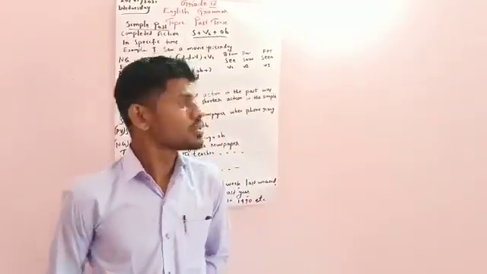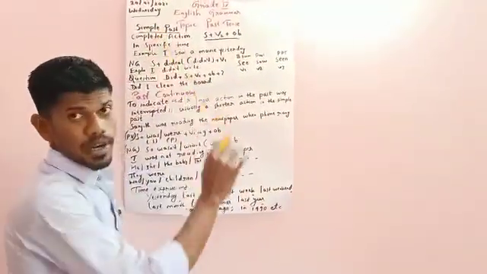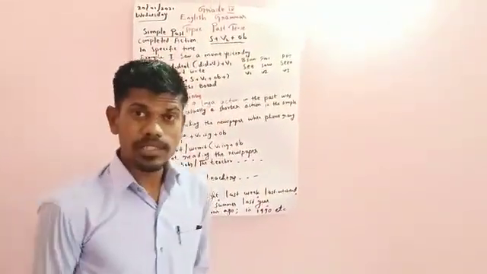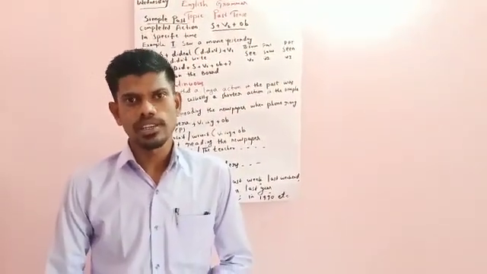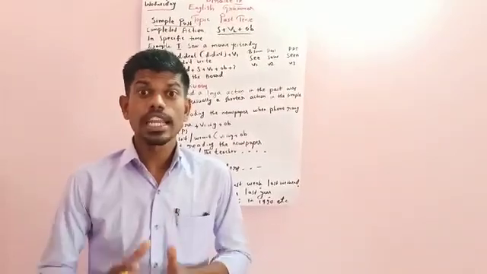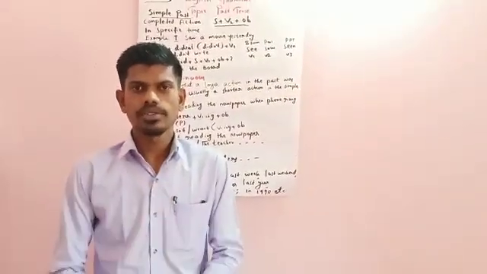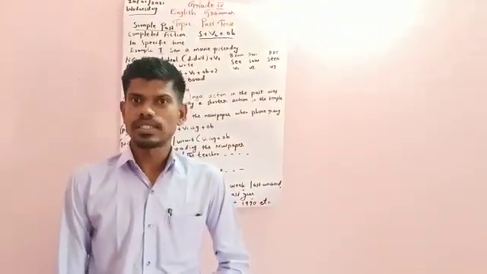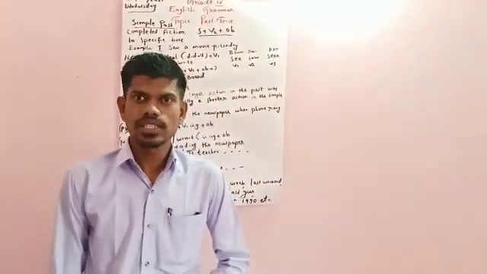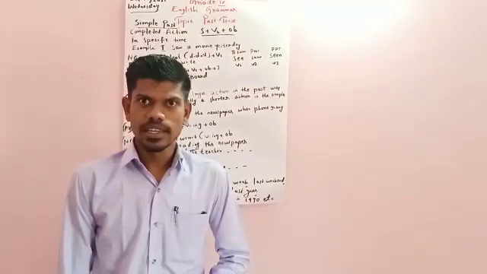Now let us look into simple past. What is simple past? Simple past is used to express an action which happened in the past at a specific time. At that time we have to use simple past. For example, I saw a movie yesterday. I wrote a story last day, etc.